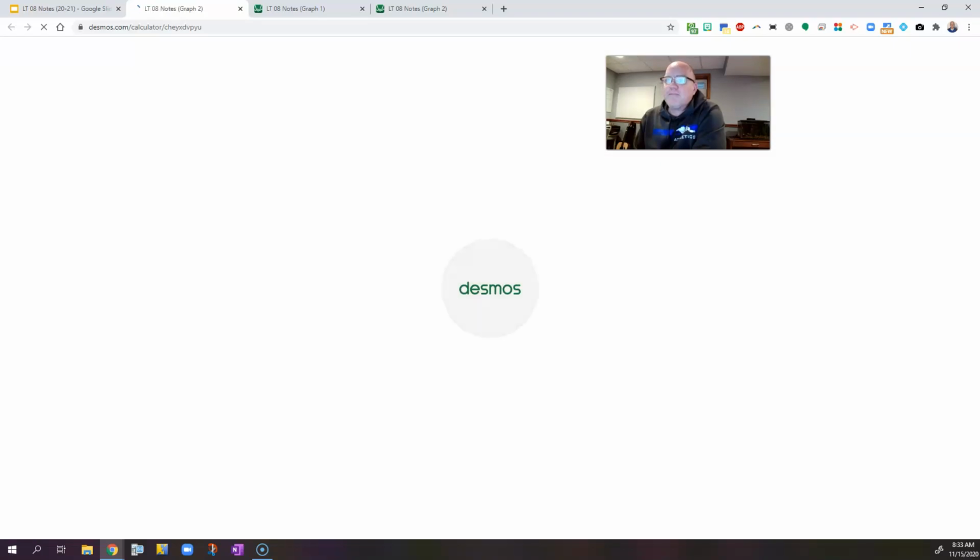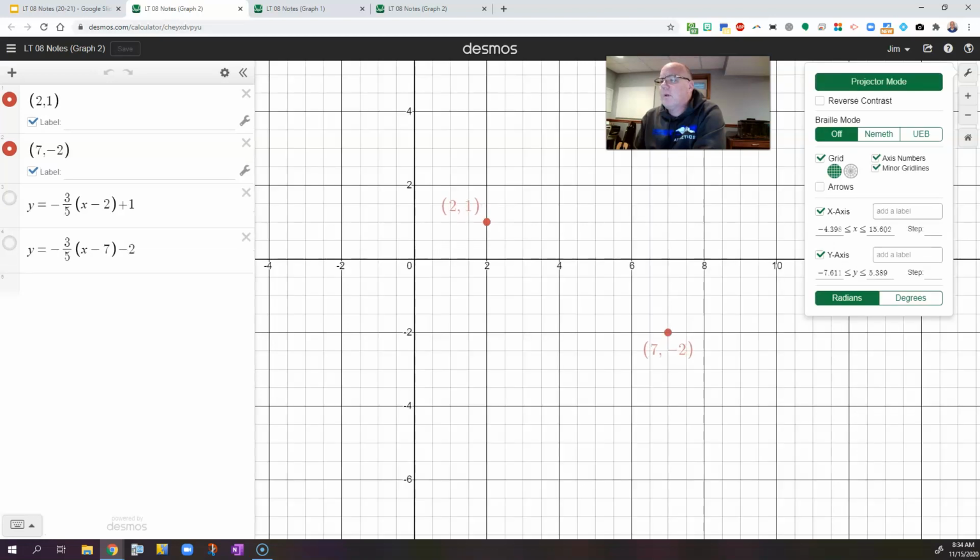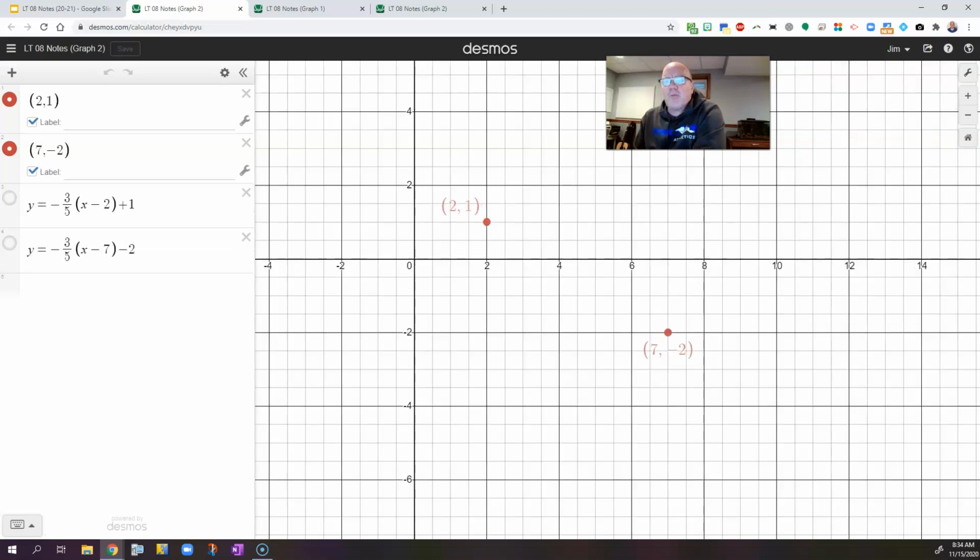So if I go to my graph and I have these points, the point 2, 1 and 7, negative 2. Okay, there are those points. The first equation was negative 3/5 times x minus 2 plus 1. Well, let's light that up and see if it in fact graphs the line. There it is. Perfect. But we said I could also use, instead of that line, negative 3/5 times x minus 7 minus 2. And there's that line. So when I light both of these up, they both graph the same line, but they look a little bit different. And that is how point-slope form works.